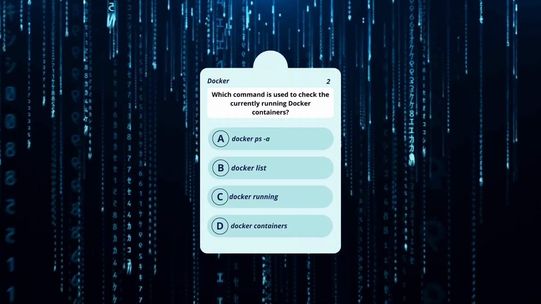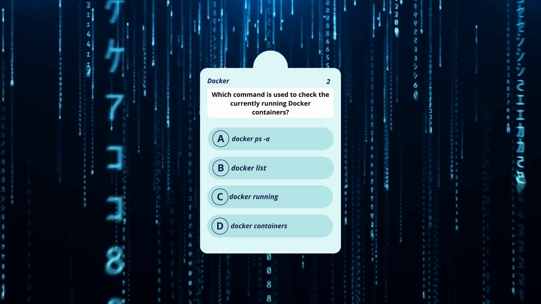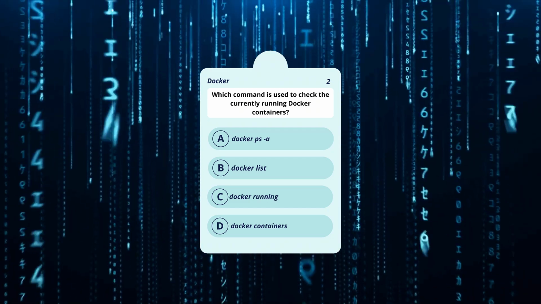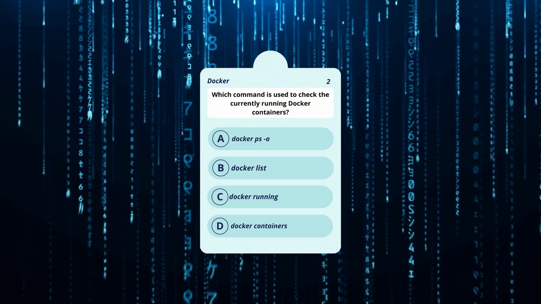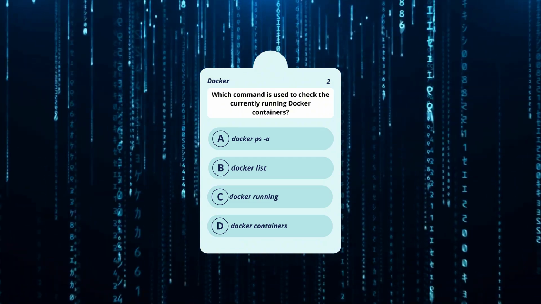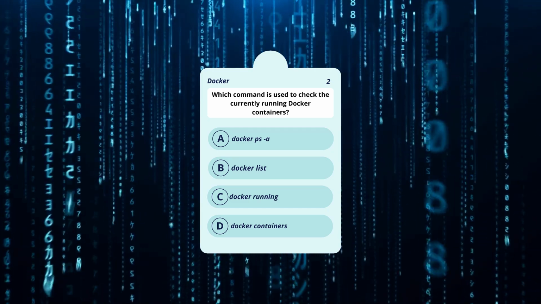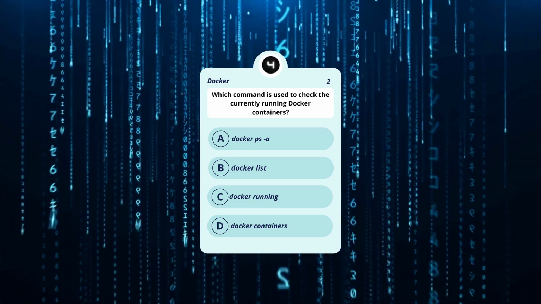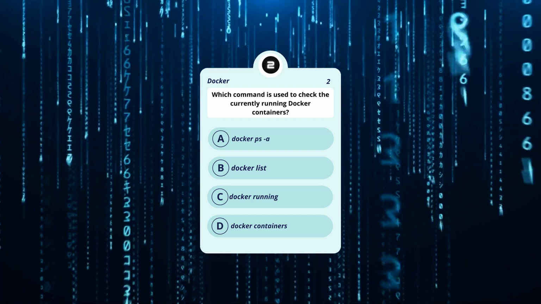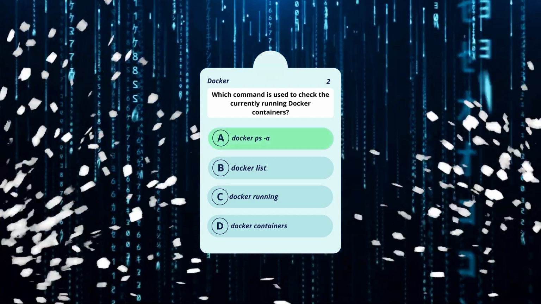Containerization of applications. Which command is used to check the currently running Docker containers? A. docker ps. B. docker list. C. docker running. D. docker containers. Answer: A.